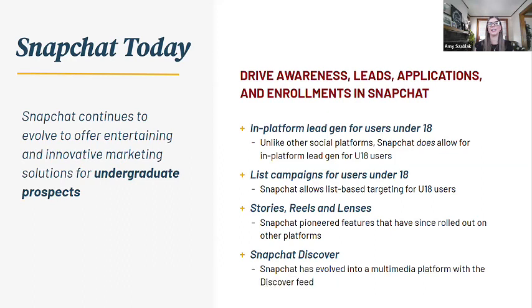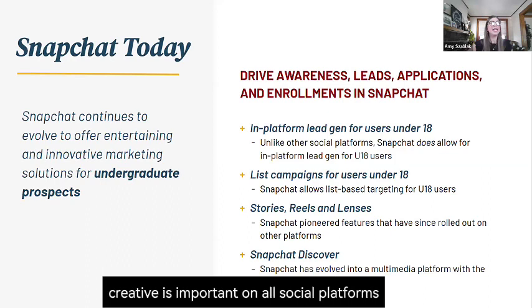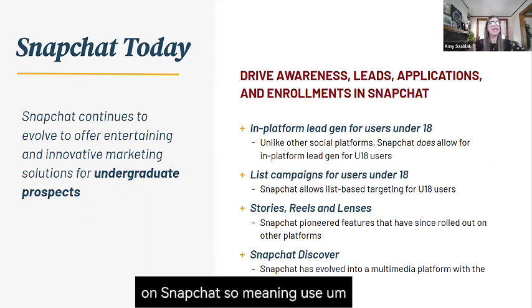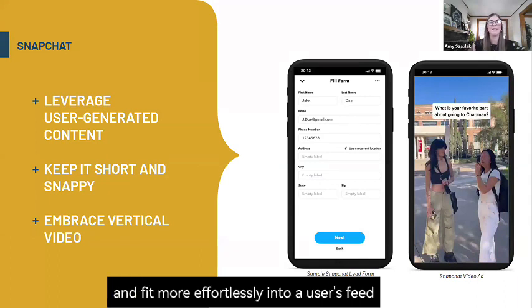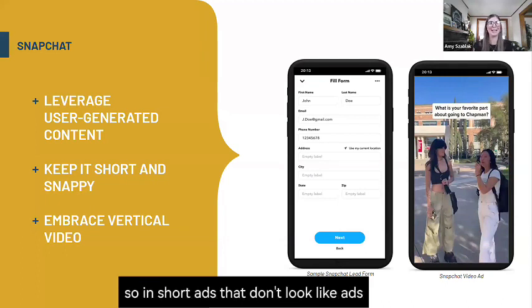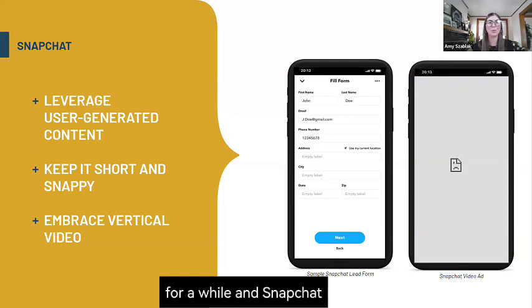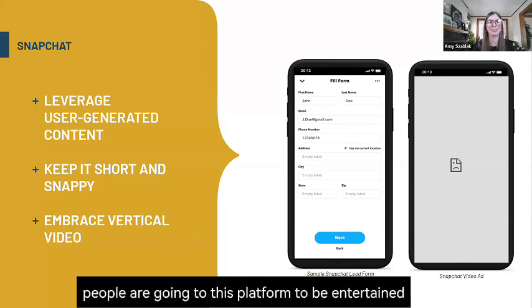And so in terms of creative, it's important on all social platforms, but something important to note is that we typically see user-generated content perform best on Snapchat. So meaning use videos that are less produced and fit more effortlessly into a user's feed alongside their organic content. So in short, ads that don't look like ads. User-generated content has been a best practice for a while in Snapchat, just because people are going to this platform to be entertained.